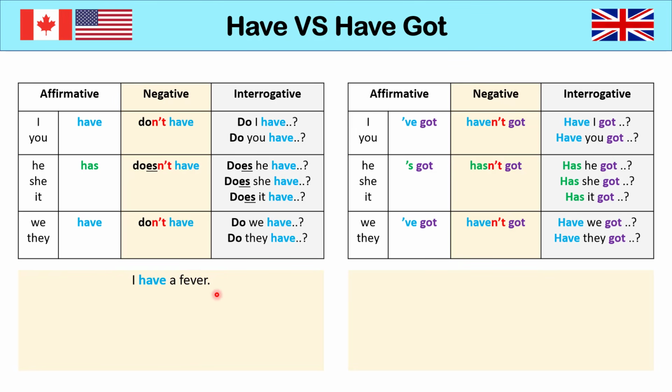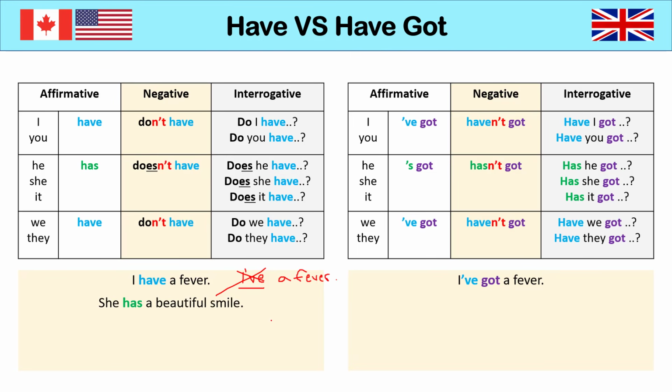I have a fever, or I've got a fever. Both of these are correct. However, you could not say, I've a fever. I've is not correct by itself in this context. You have to say, I have a fever or I've got a fever, but not I've a fever.